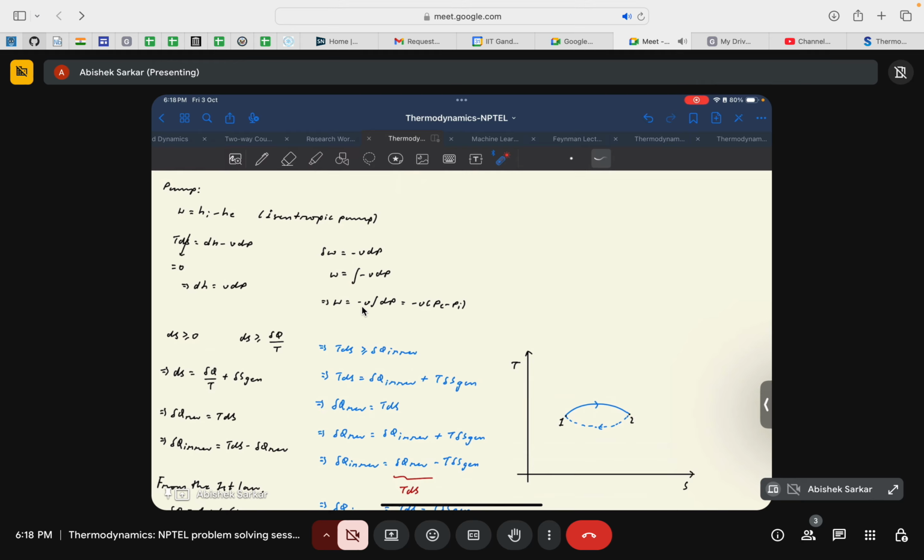So we know that the work done from a pump is again represented by this expression, that is Hi minus He, if we consider an isentropic pump. Now from the thermodynamic property relations, we get Tds is equal to dH minus Vdp, and since the entropy change is zero in an isentropic pump, Tds will be equal to 0. So we have dH is equal to Vdp. Or the net work done would be minus Vdp, in the sense that it is a work input to the system. So the net work done will be the integral of minus Vdp.